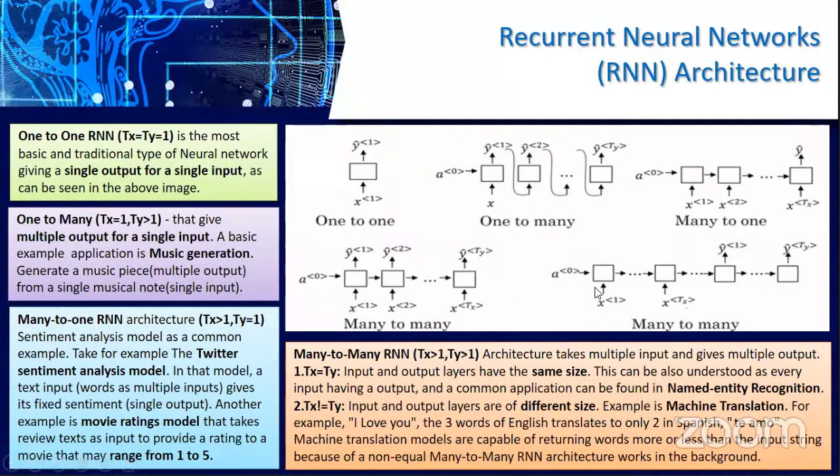The second case is where the number of inputs will not be equal to the number of outputs. That means the input layer and the output layer sizes may not be the same. The input layer size and the output layer size may be different, right? So this is the next one, many to many. Now what we have seen is the different variant architectures of RNN.